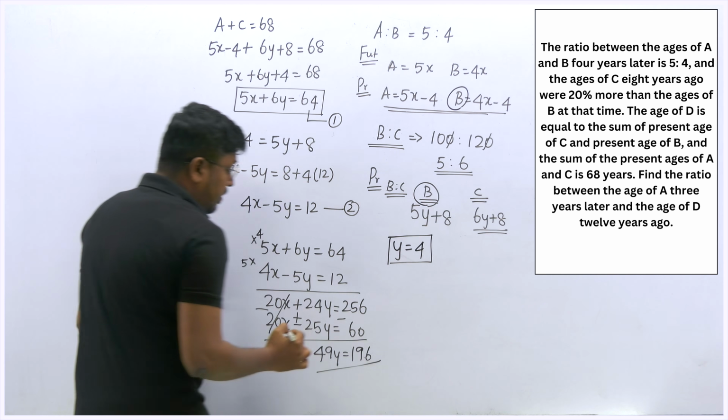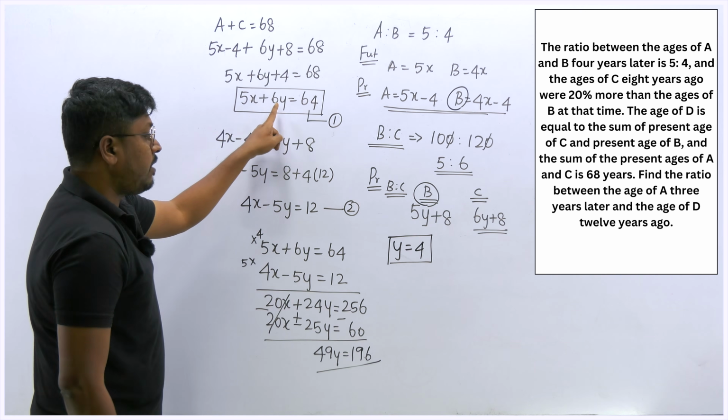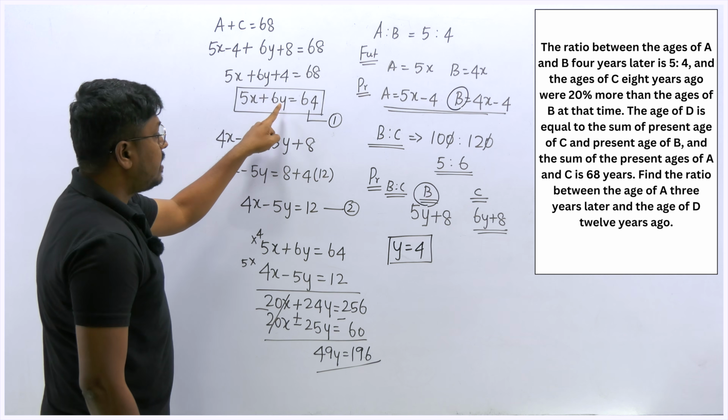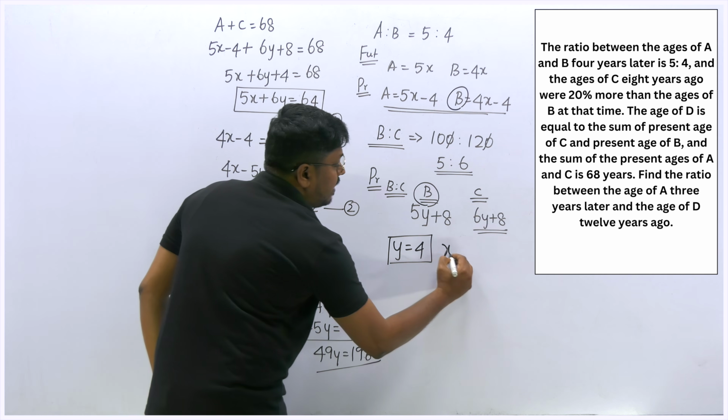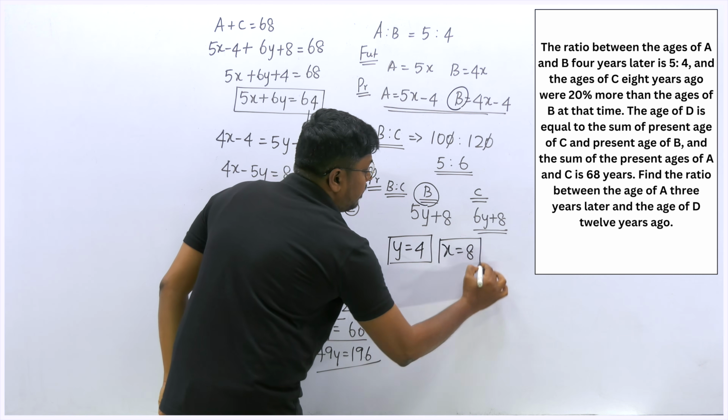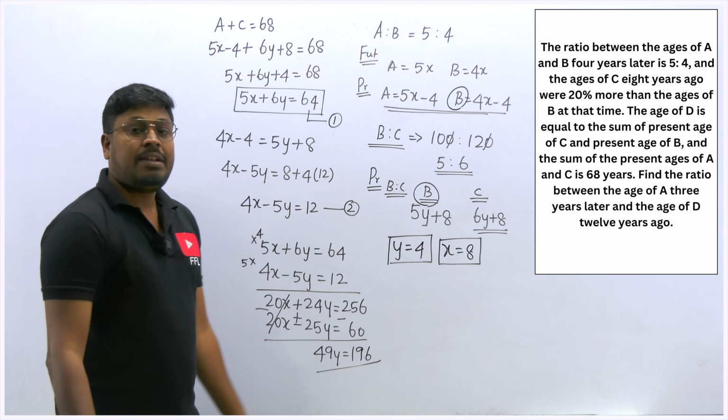So substitute y is equal to 4 in any of the equations. If I substitute y is equal to 4 here, 6 fours are 24. So this becomes 8 fives are 40. So x is equal to 8. So friends, finally we got the value of x and the value of y.